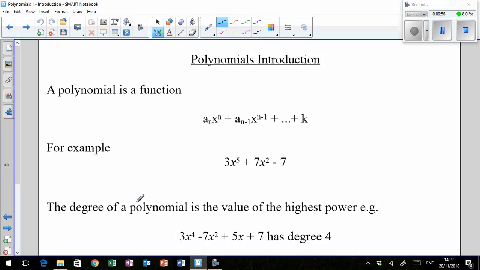Now, the degree of a polynomial is the value of the highest power. For example, this one here is 3x to the power 4 minus 7x squared plus 5x plus 7. That polynomial has degree 4 because the biggest power is a 4. Same with this one here, the biggest power is a 5, so the degree of that polynomial is 5.